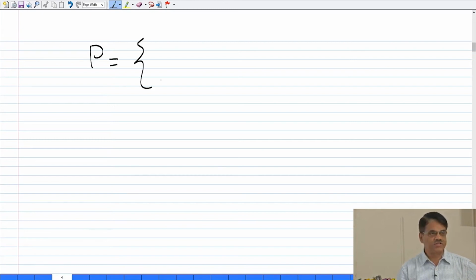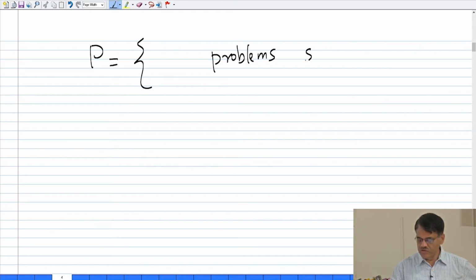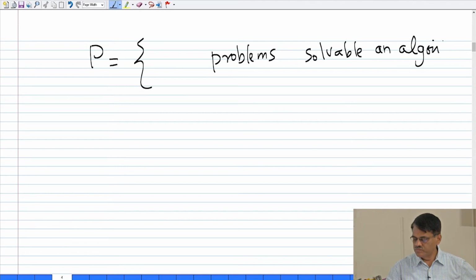So, let us get into some formal notions. So, P, I am going to define this class of problems solvable by an algorithm in time polynomial in the input size.